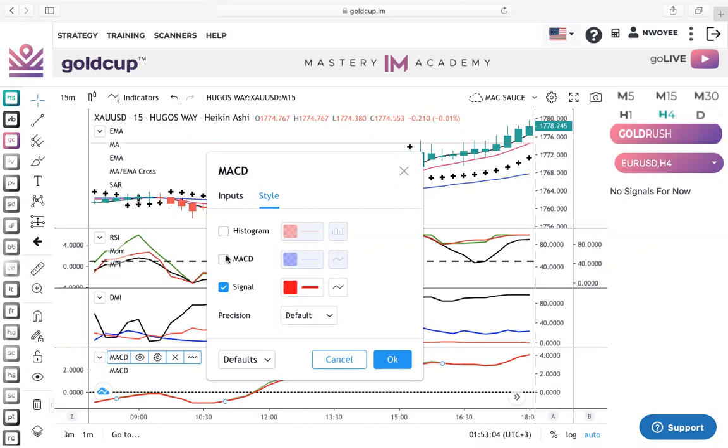histogram is unchecked. MACD is unchecked. The signal is checked and is red. Precision is left at default. Uncheck, uncheck, signal is checked. Alrighty, I'll give you a couple seconds to get that down. Precision is default. So now we have the first one.